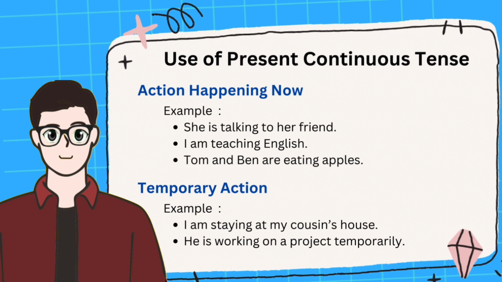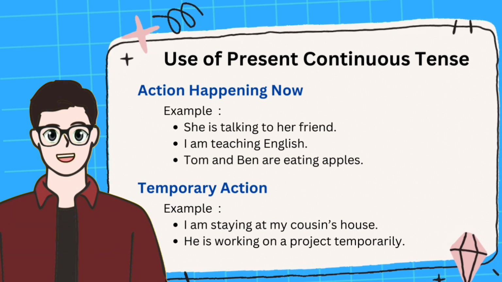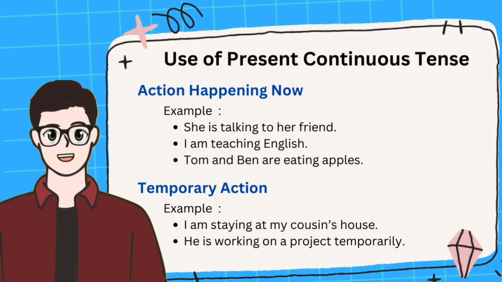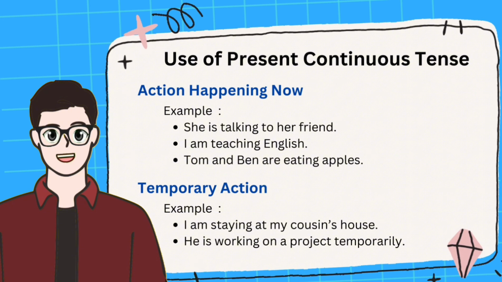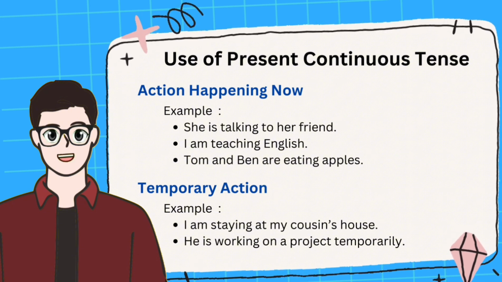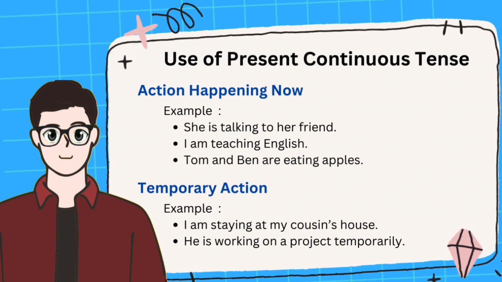First, actions that are happening right now. For example, she is talking to her friend. I am teaching English. Tom and Ben are eating apples. Second, temporary actions. For example, I am staying at my cousin's house. He is working on a project temporarily.